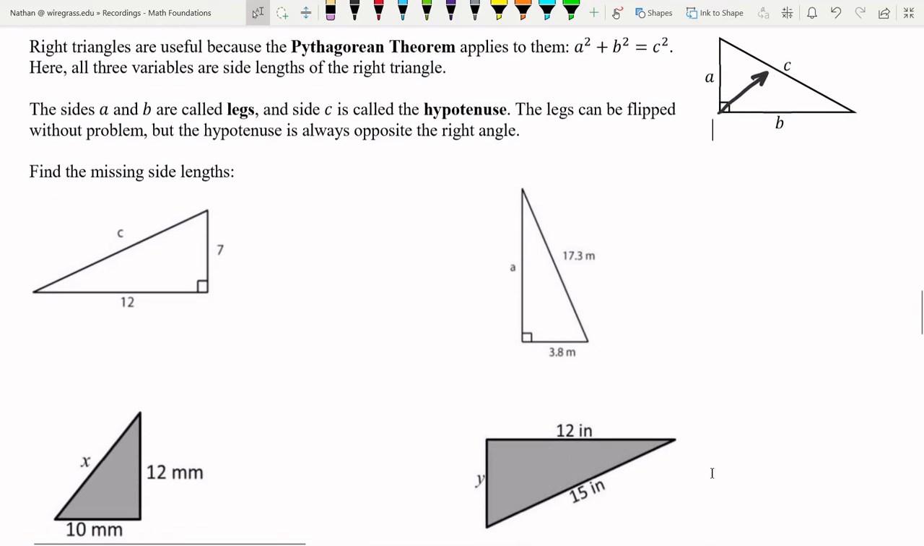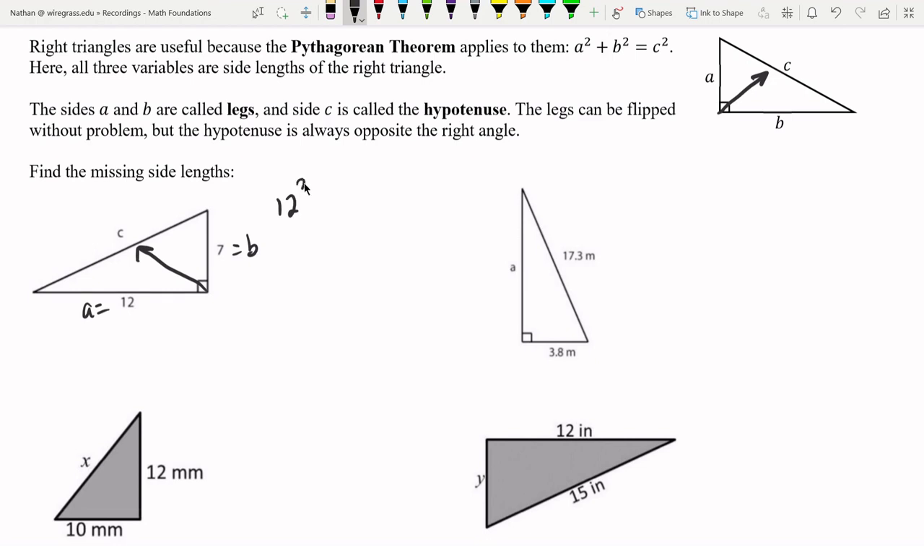And it says here, we need to find the missing side lengths. Well, if we have this triangle like this, then these are the two legs because they're right next to the 90-degree angle. And this is the side opposite the 90 degrees, so this is the hypotenuse C. So I can label this one A and this one B, or I can flip A and B around. It will still give me the same answer.